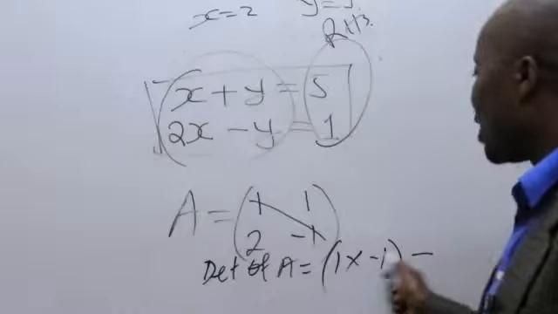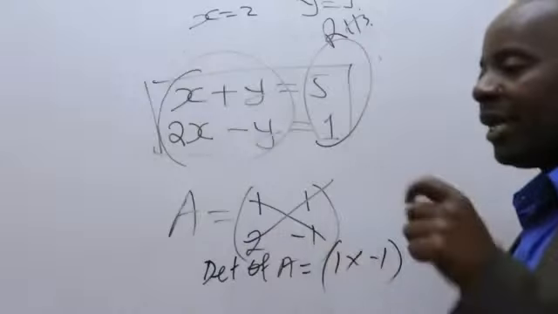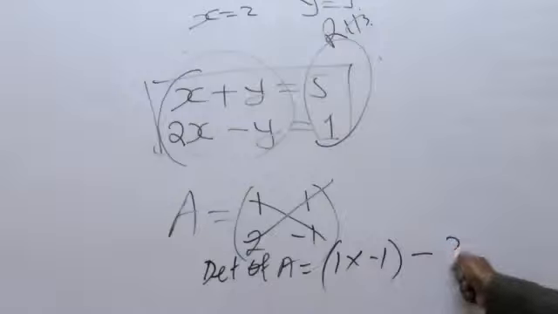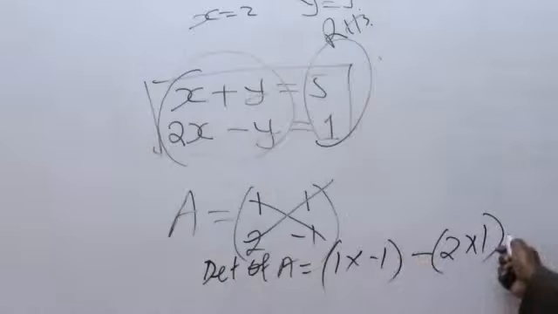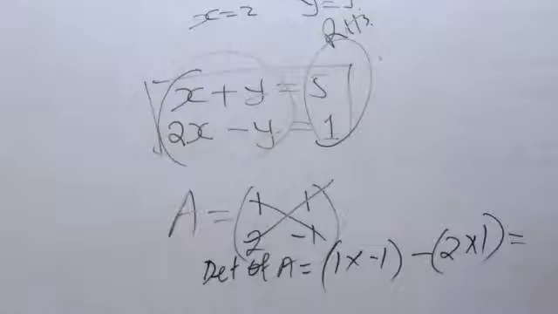Minus product of secondary. Product means you're multiplying. So 2 times 1. Please, you can avoid brackets here for the primaries, but for the secondary, you must always put brackets. So could you kindly give me this figure? What is our determinant?